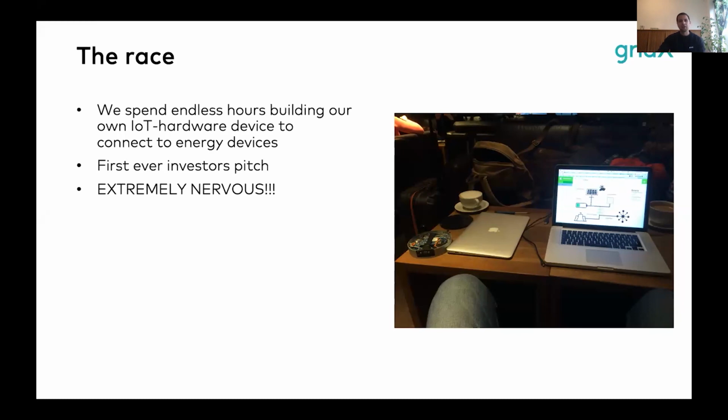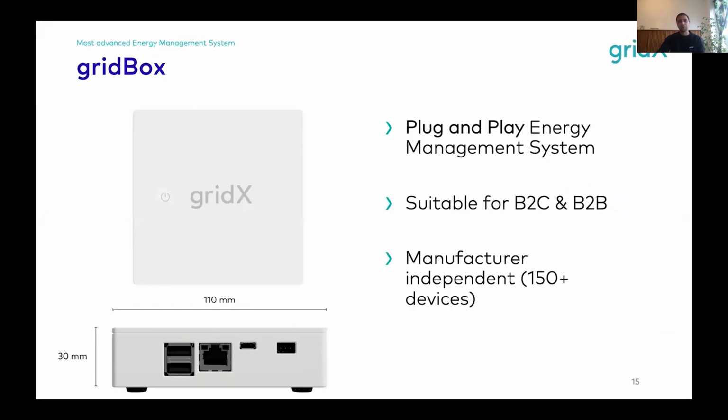And we learned fast. We failed a lot, so we did a lot of stuff wrong, but some things really led to basically the product looking like it does today, similar to or basically inspired by the Apple TV. We built this IoT device to really connect to any energy device out there as a plug and play system.